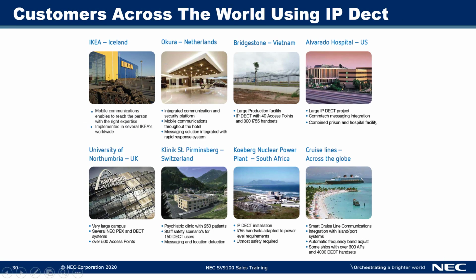And so let's have a look at some of the customers that have invested in NEC's IP DECT solutions. In terms of verticals, we cover very many, and you'll see here there are some examples of education, hospitality and healthcare. In particular, you can see some big brand names like IKEA, who use something like 60 handsets in one of their stores. There's a manufacturing example there with Bridgestone, who are using something like 300 of the i755 robust handsets in a manufacturing environment.